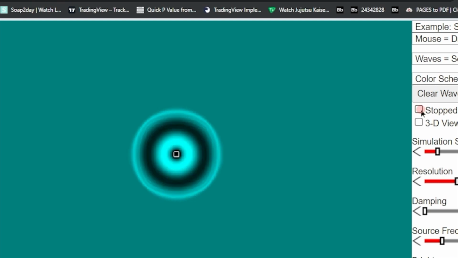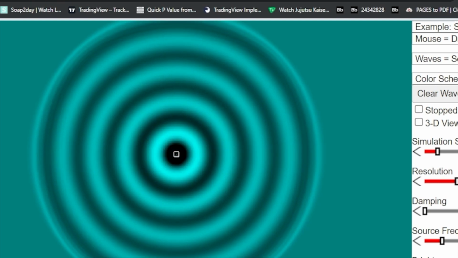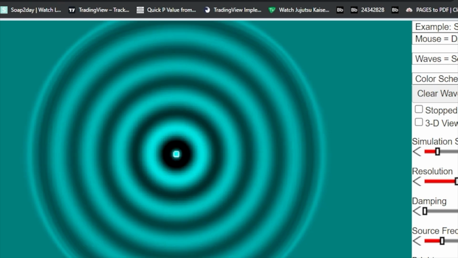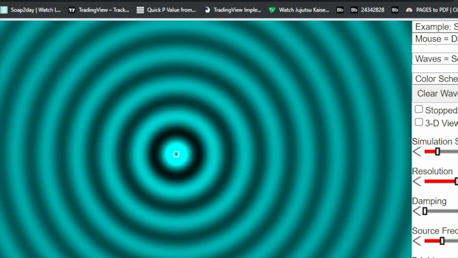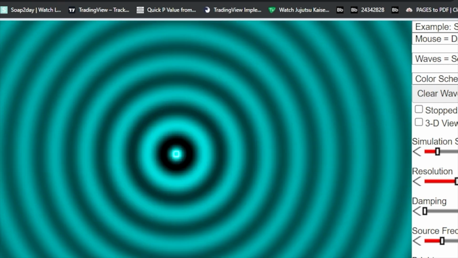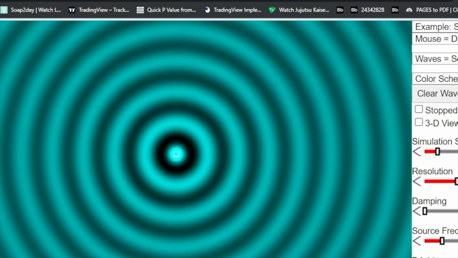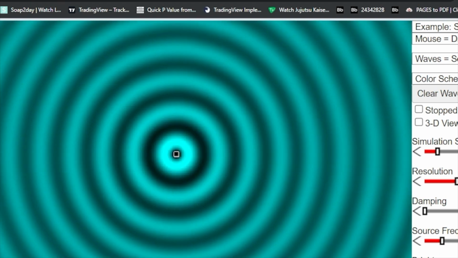First, I would like you to observe a single source wave and observe the pattern which is created. If you were to think of this practically, if you were to throw a stone into the river, you would see these circular interferences caused. This is an illustration of what a single source wave would look like.